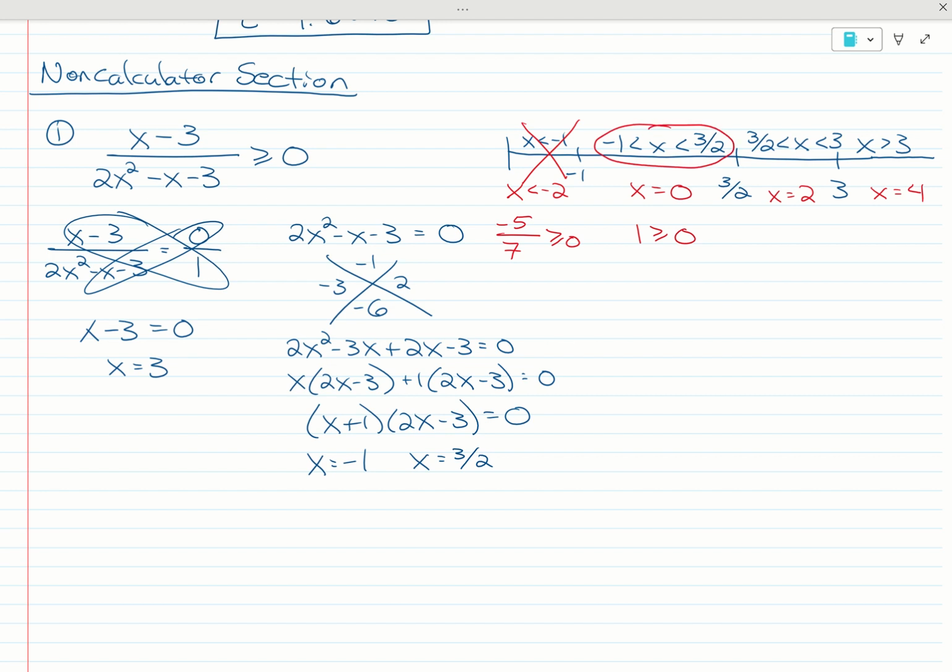If you plug in 2, I'm getting -1 over 8 minus 2 is 6 minus 3 is 3. This is not greater than or equal to 0. And then if we plug in 4, we get 1 over 16 times 2 is 32 minus 4 is 28. 28 minus 3 is 25, and this is greater than or equal to 0. So the way that we finish this is we just have to test the boundaries.